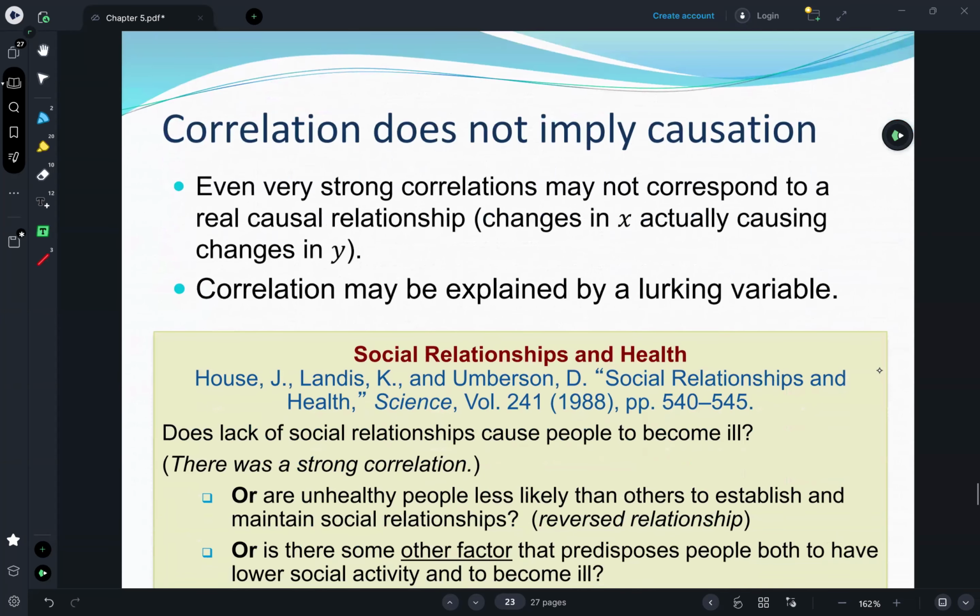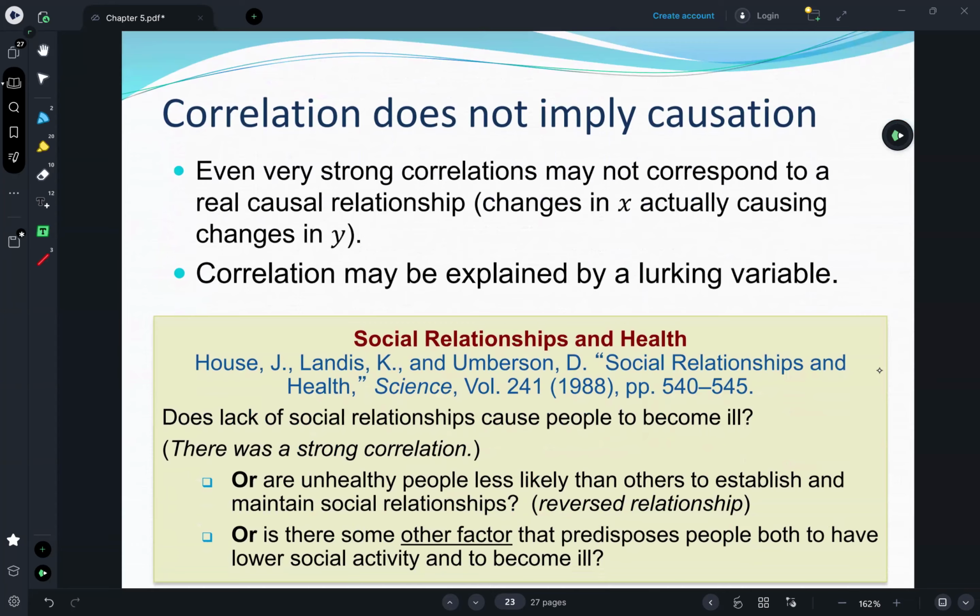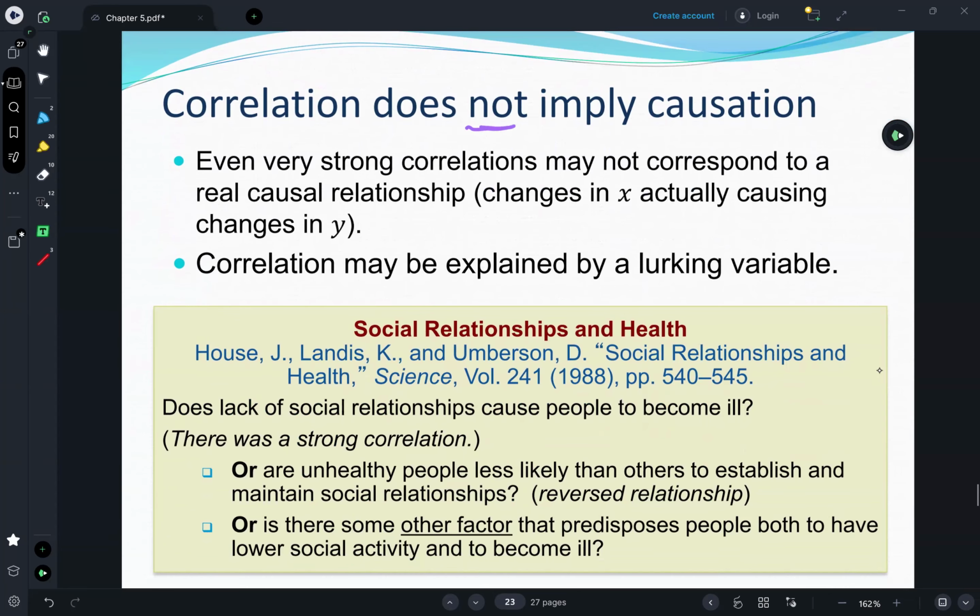And correlation does not imply causation, right? Even the most strong correlations may not correspond to a real causal relationship. So that does not mean that X actually causes changes in Y. And correlation may be explained by a lurking variable.